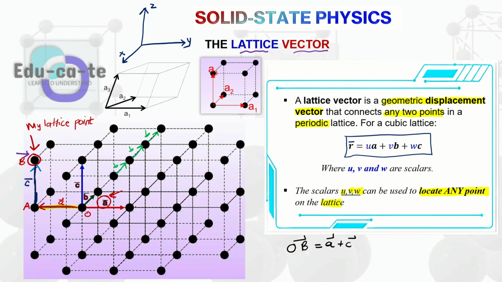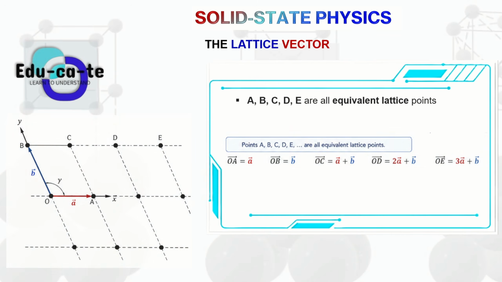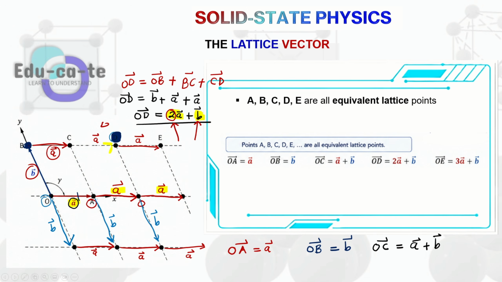So you keep on doing that, and you keep on doing that, and you keep on doing that. This is how we locate points on a lattice. You don't have to traverse the points in other ways. You just need to use the lattice vector.